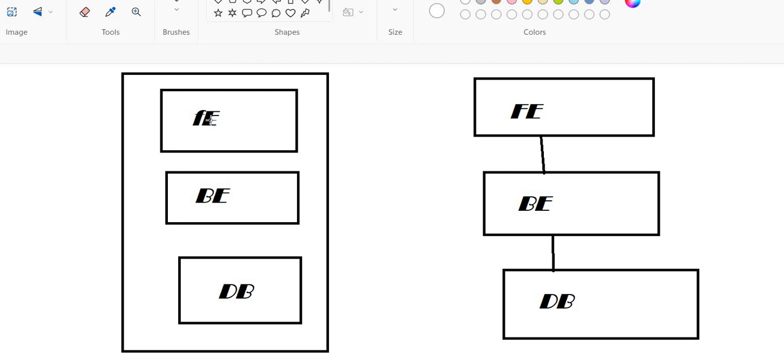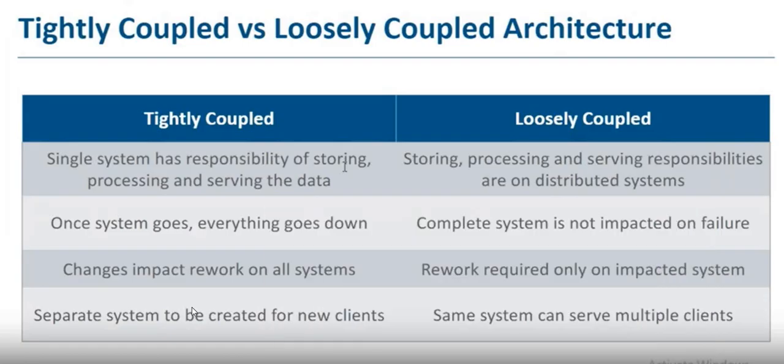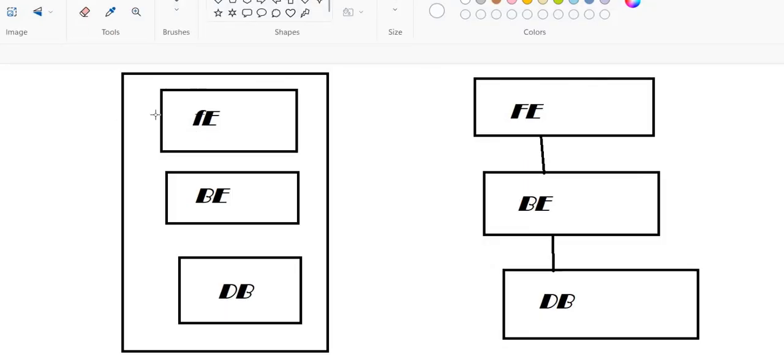What happens, they are interconnected to each other. This whole process, this whole set of responsibilities is done on a single page. Yes or no? Next, if one system goes down, everything goes down. It means if there is any fault in this tightly coupled architecture, then the whole system crashes, the whole system collapses.